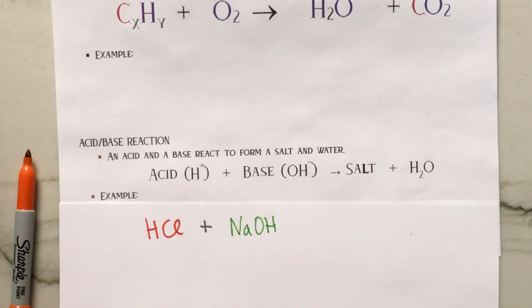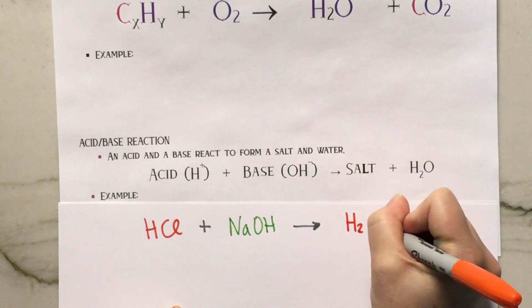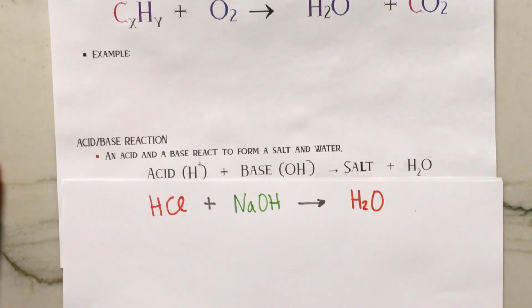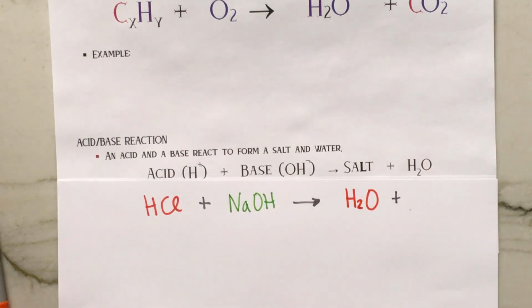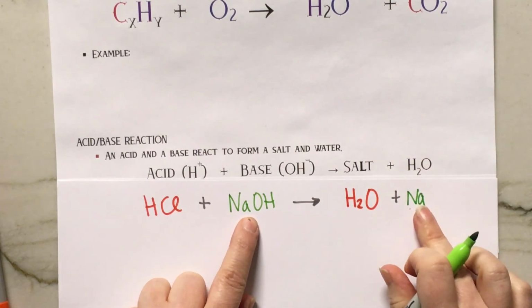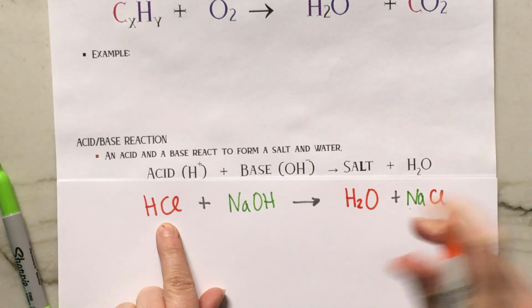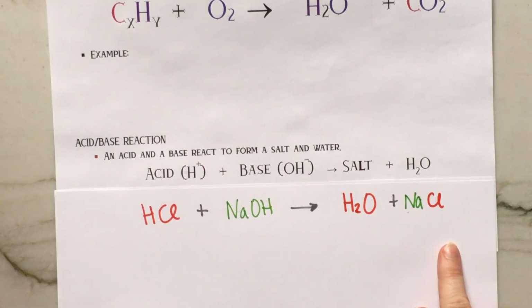And remember, every single time you're going to have salt and water. So I'm going to write my water. It does not matter what order you write these in. Your beaker does not know. Plus, whatever is left is your salt. So in this case, we have sodium, cations are always written first, and chloride is left. So sodium chloride, aka table salt. And that is your acid and base reaction there.